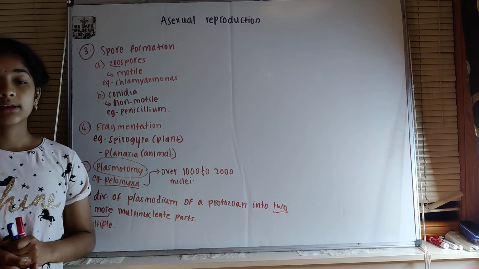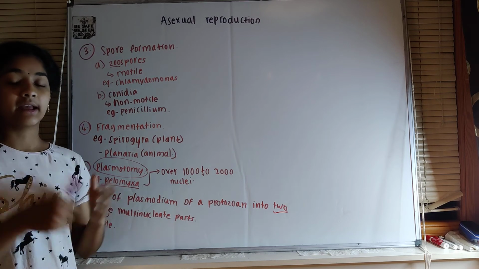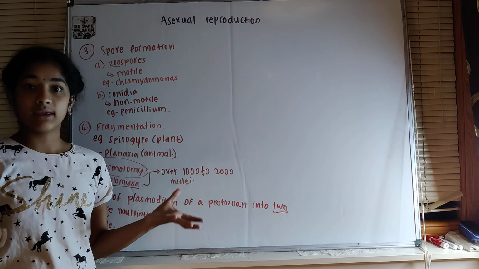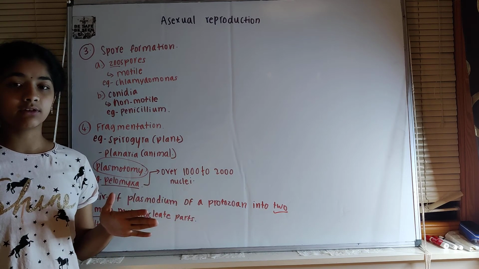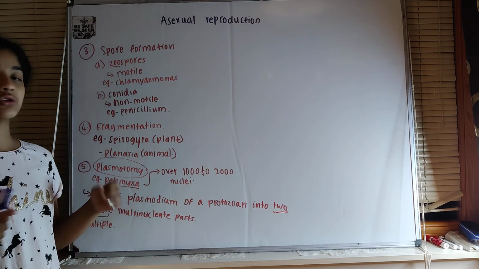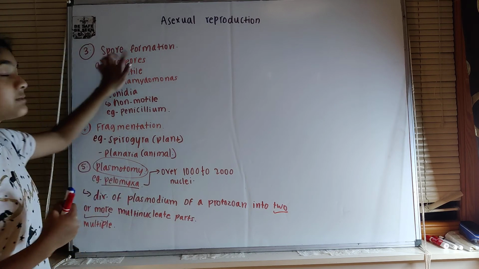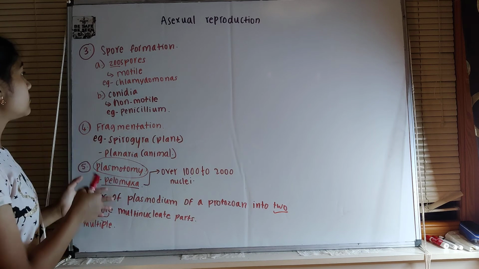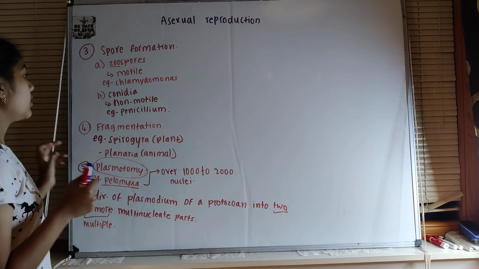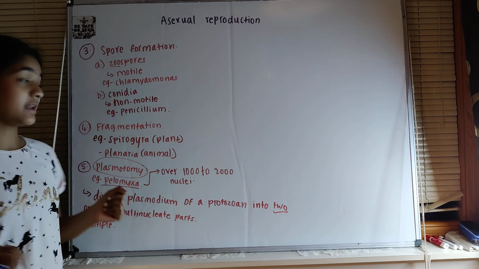The second one is called budding. We have endogenous budding and exogenous budding. In exogenous budding we took an example of yeast, and for endogenous budding we took an example of the only freshwater sponge, which is spongilla, and we talked about gemmules. The third one is spore formation. Here we have zoospores, motile, example is Chlamydomonas. Conidia are non-motile, example is Penicillium.